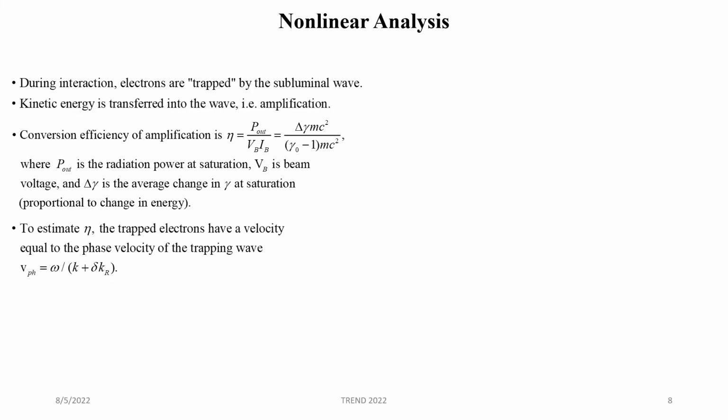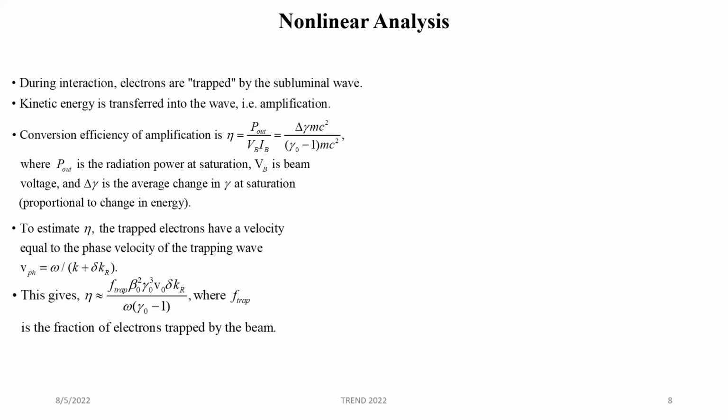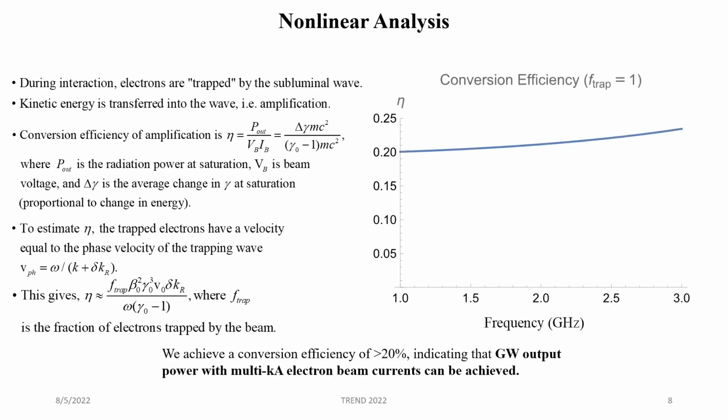So to estimate this conversion efficiency, we say the trapped electrons have a velocity equal to the phase velocity of this trapping wave. And then we are able to find a conversion efficiency that is written in terms of this wave number shift that I brought up earlier. And by plotting this, we see clearly here that we get conversion efficiencies above 20% for frequencies between 1 and 3 gigahertz. For us, that indicates that we can obtain powers on the order of 1 gigawatt with these conversion efficiencies.